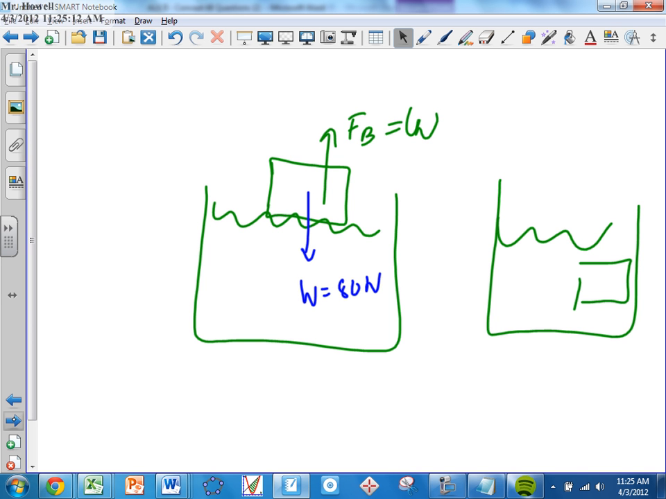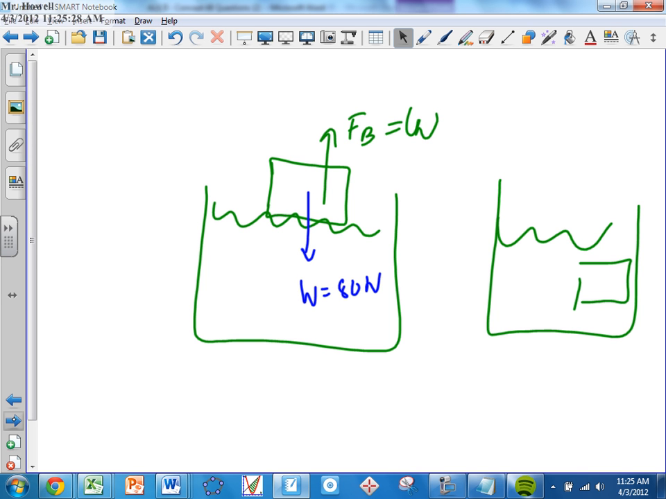If the buoyant force were actually more than the weight, the object would just start to float, like air or a hot air balloon. That's how a hot air balloon works. So when they're exactly equal, when this happens in water, it means it's suspended here.